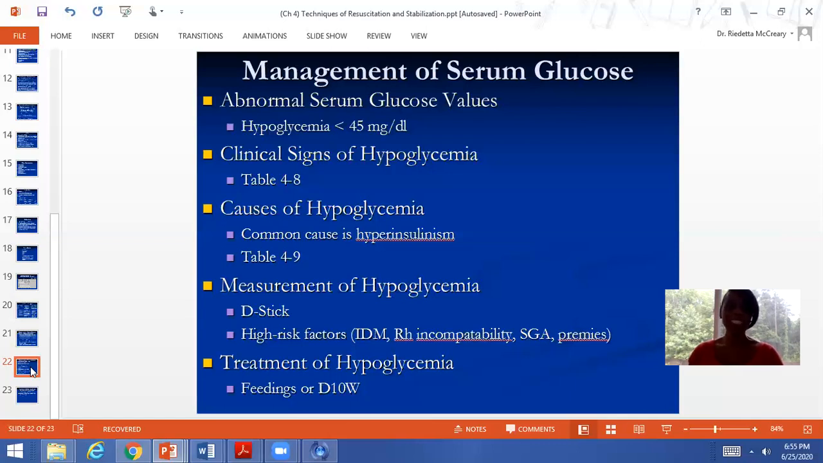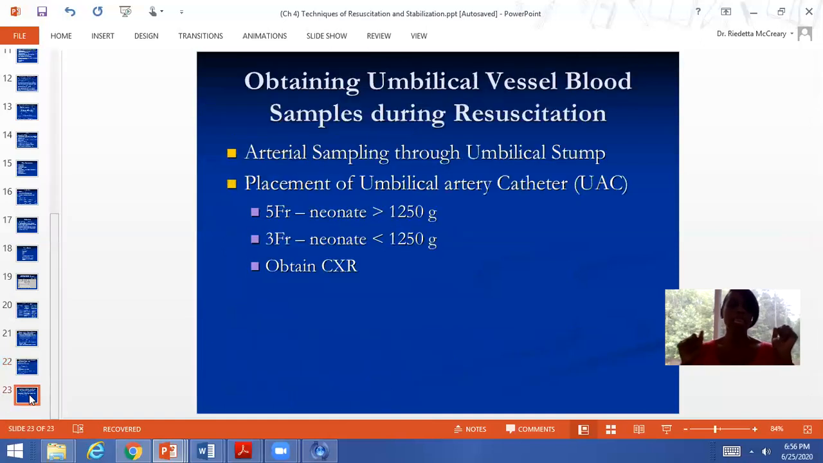But anywho, D10W is what we're going to give them to bring up their sugar levels. Last slide. Woohoo! We need to be able to get access for blood samples. So whether we're trying to give medication or draw blood from the baby, the umbilical stump is the best route to go for that. And we can do arterial sampling as well as giving medications through that.